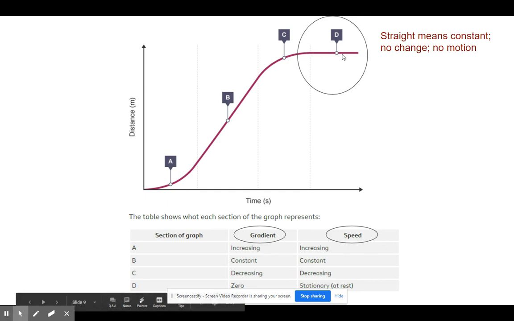So because this is flat, they're staying in the same spot. There's no motion. So maybe they reached the destination where they were headed.